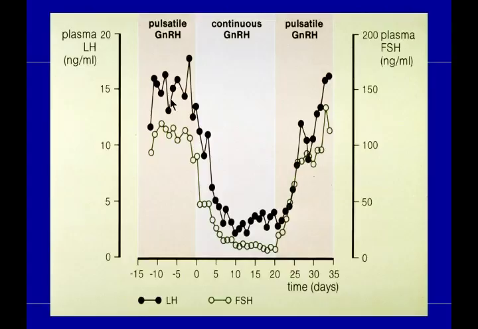The other thing about this pulse-generated concept is that here we show an animal that essentially has no hypothalamus. In other words, it's been removed from the circulation completely. Again, this is the one with the plate put in. And if you give pulsatile GnRH, both LH in black and FSH in the white circles normalize, and the animal can ovulate and can be fertile.